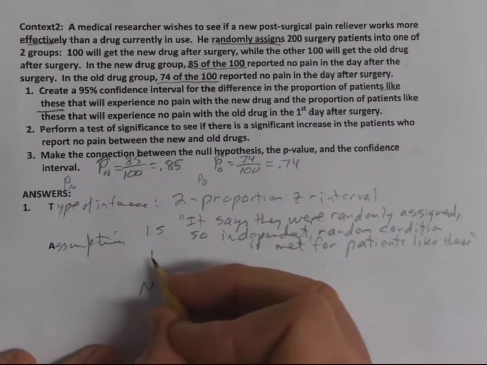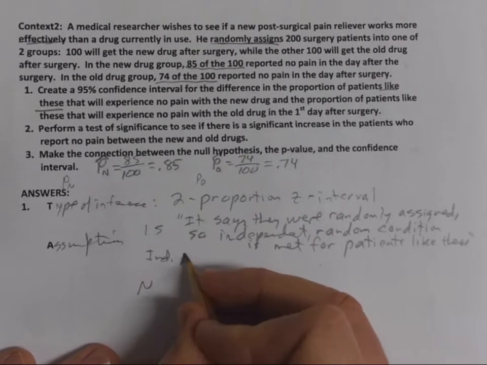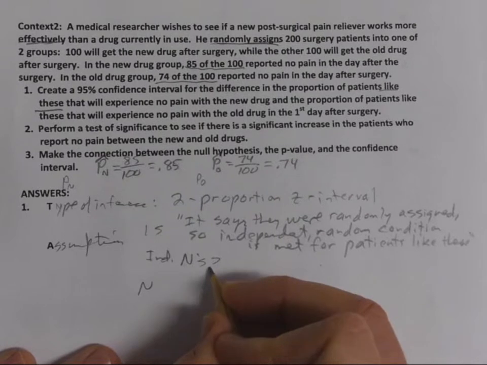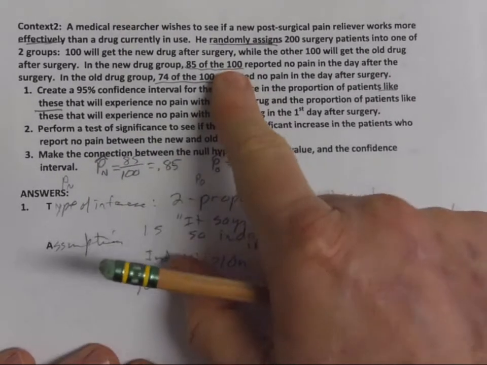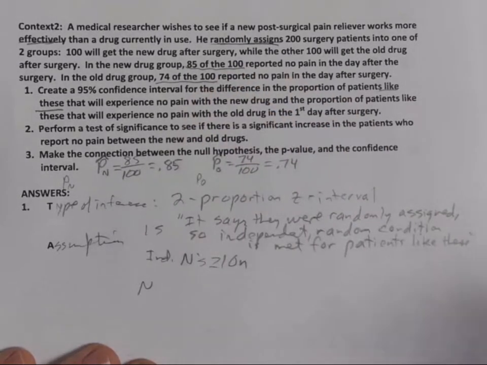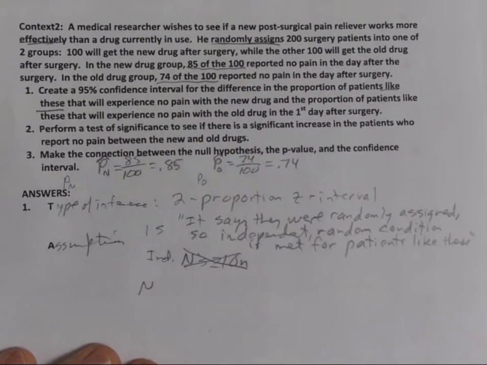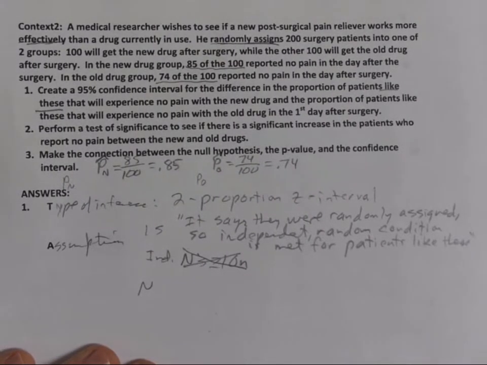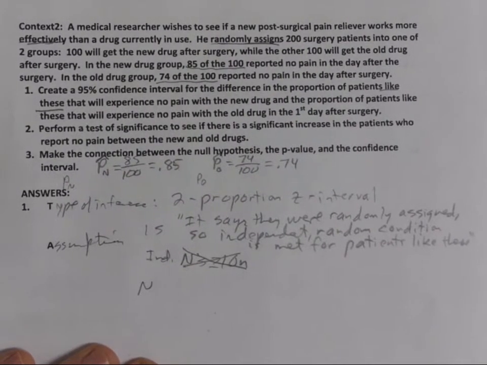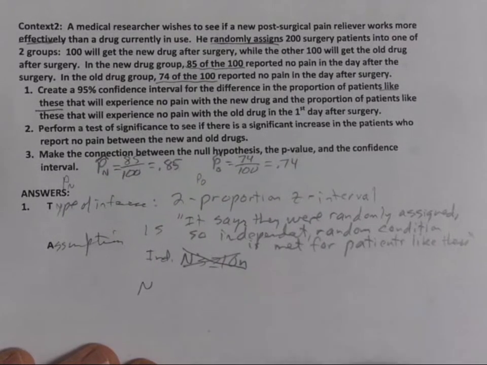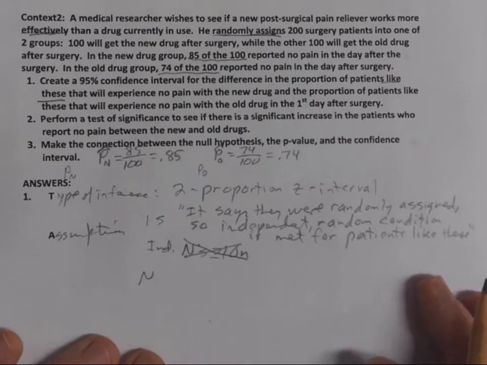Now, for independence, our population sizes have to be at least 10 times our sample sizes. You could say there has to be at least 1,000 of each people like these, but because we've had no sampling, we don't have to do this. We've just taken volunteers. We've taken these 200 surgery patients. So when you have an experimental situation, you don't have to worry about checking that. Okay, so that's kind of a bonus.